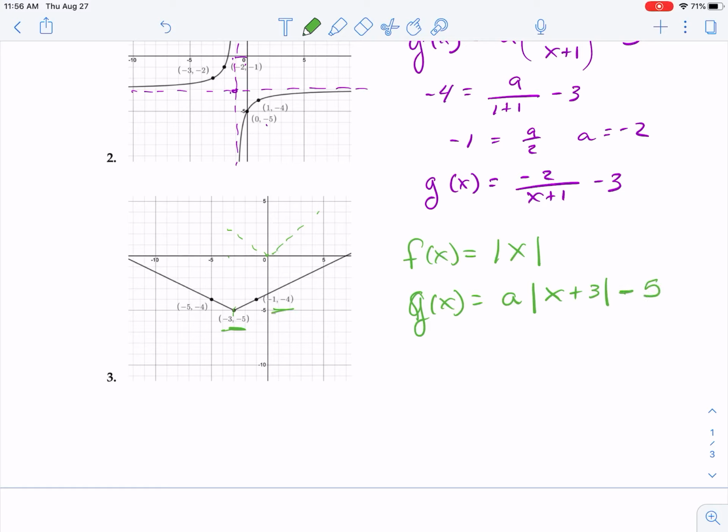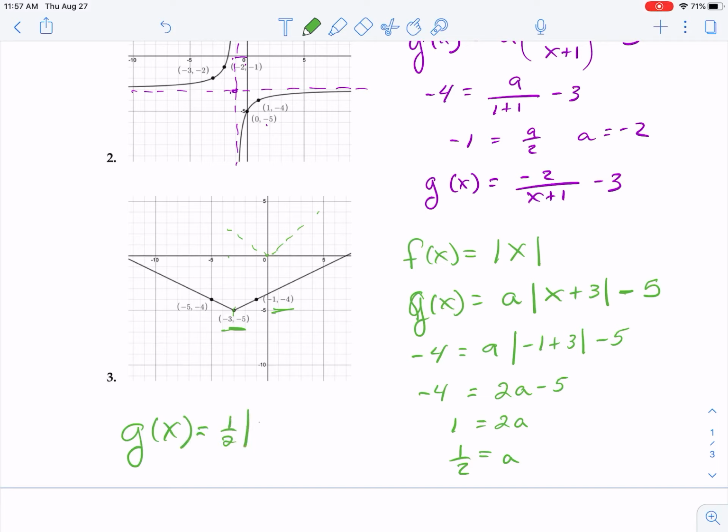So I'm going to plug in one of these points again to find a. So negative 4 equals a, absolute value, negative 1 plus 3, minus 5. Well, negative 1 plus 3 is 2, so I got 2a minus 5 equals negative 4. Add 5 and you get 1 equals 2a. So a is equal to 1/2, which makes sense. It's less than 1. It looks like it got squished. So my new function, g of x, equals 1/2 absolute value, x plus 3 minus 5. This was the one there.